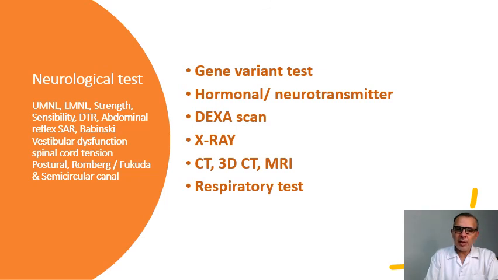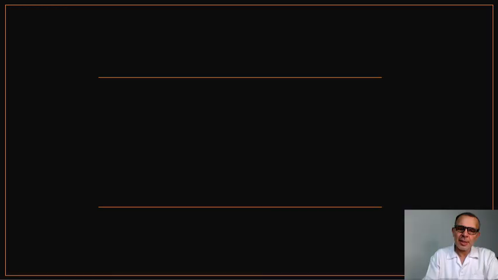So we have the history, then we got the clinical exam, then we go to the gene, some specific testing, chemical testing. Then we have the neurological tests, which can be obtained in the clinic simply.